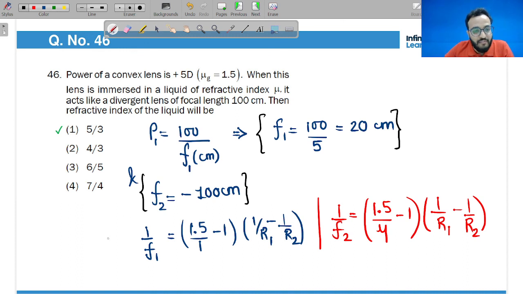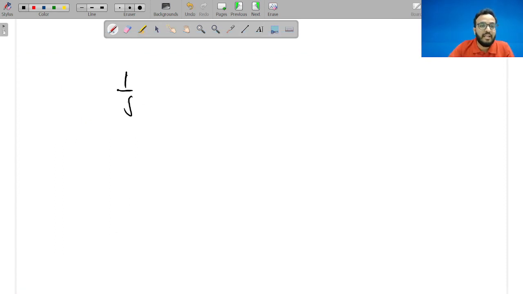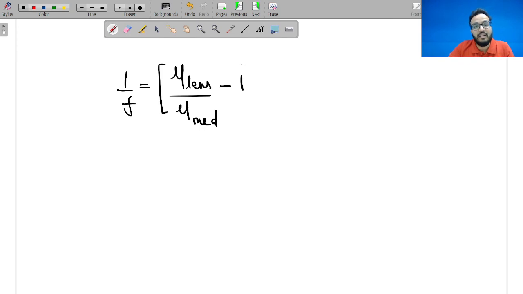We know that 1 by f1 will be the refractive index of the lens upon the refractive index of the medium, minus 1, into 1 by r1 minus 1 by r2. Similarly, 1 by f2 will be the refractive index of the lens upon the refractive index of the medium, minus 1, into 1 by r1 minus 1 by r2. We already know this formula, right? That 1 by f is equal to the refractive index of the lens upon the refractive index of the medium minus 1 into 1 by r1 minus 1 by r2.